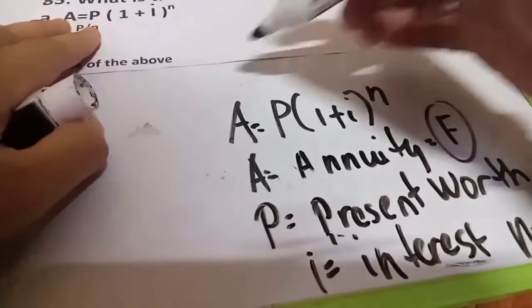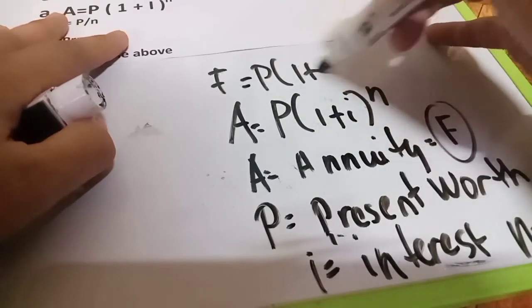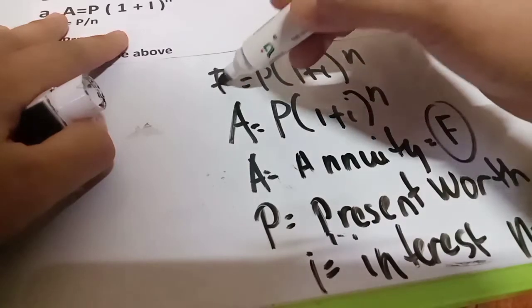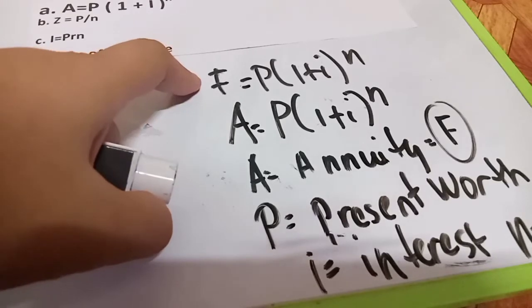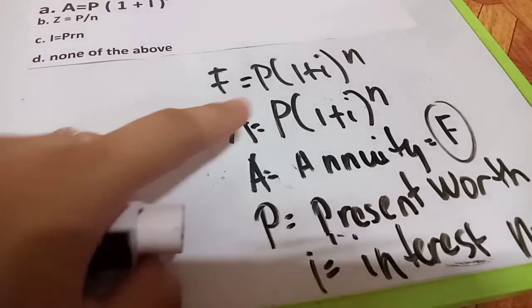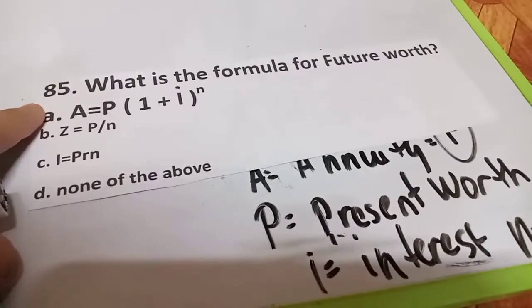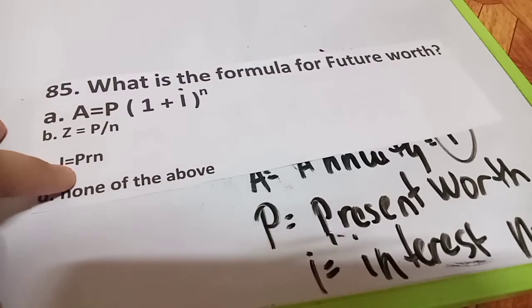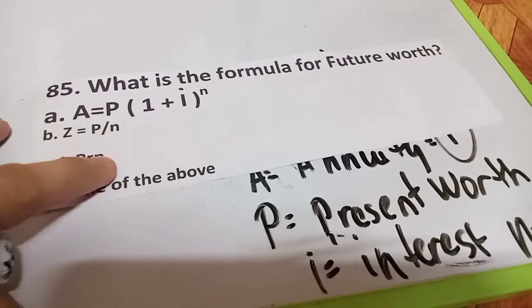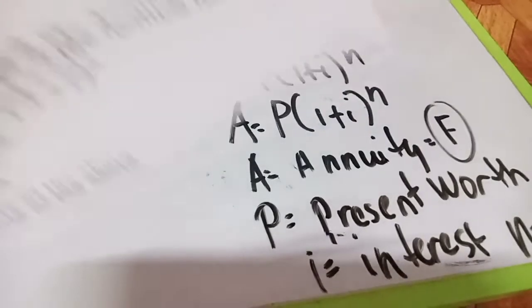So mostly in engineering, this is P(1 plus i) raised to n. In other books, A is also replaced as F, the future worth for the annuity, while P stands for the present worth and i is the interest. So the answer is letter A, not letter B, not letter C, because that is simple interest, present times rate times the number of time, and letter D is none of the above. So we have a choice of letter A. That is what you call the future worth.